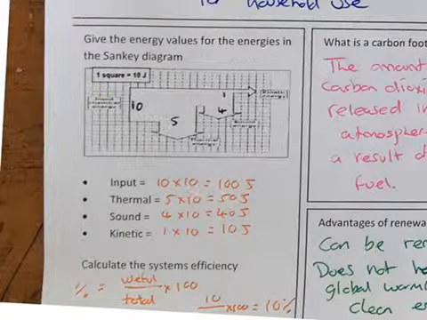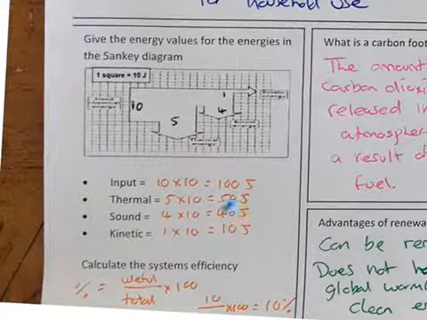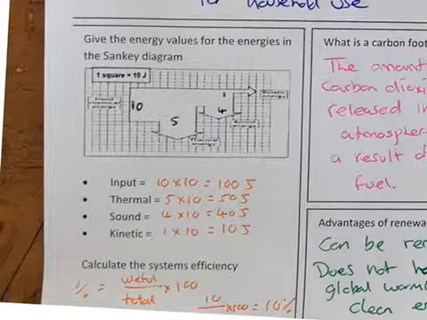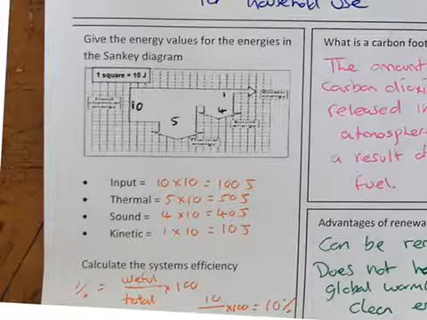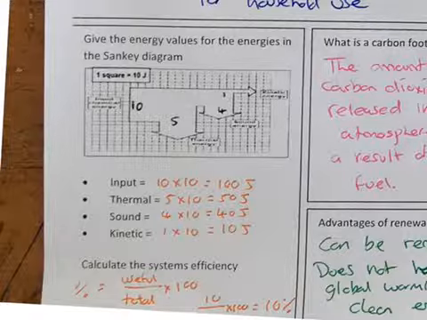So input, 10 times 10 there, which is 10 squares, 100 joules. Your thermal is wasted energy, 5 times 10 squares, 50 joules. The same there for sound, 4 times 10, 40 joules. And then we've only got 1 square, which is 10 joules of kinetic energy.